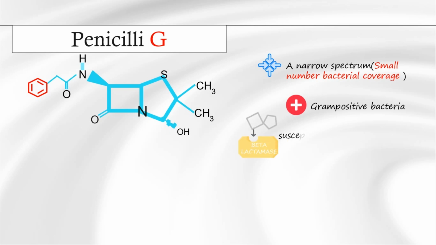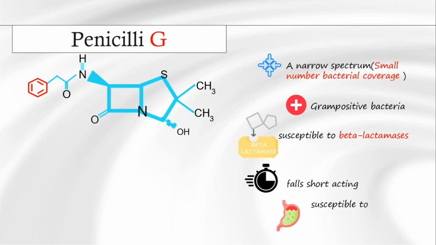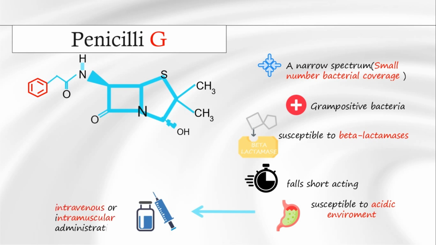However, it is susceptible to beta-lactamases, the very enzymes that can render it ineffective against resistant strains. This vulnerability highlights the ongoing challenge in antibiotic therapy. When it comes to oral bioavailability, penicillin G falls short. It is acid labile, meaning it degrades in the acidic environment of the stomach. As a result, it is typically administered via intravenous or intramuscular routes. Long-acting formulations, such as procaine or benzathine salts, are often used to extend its therapeutic effects.